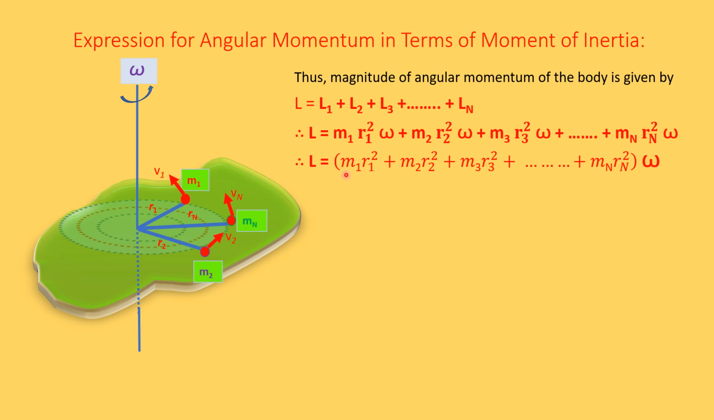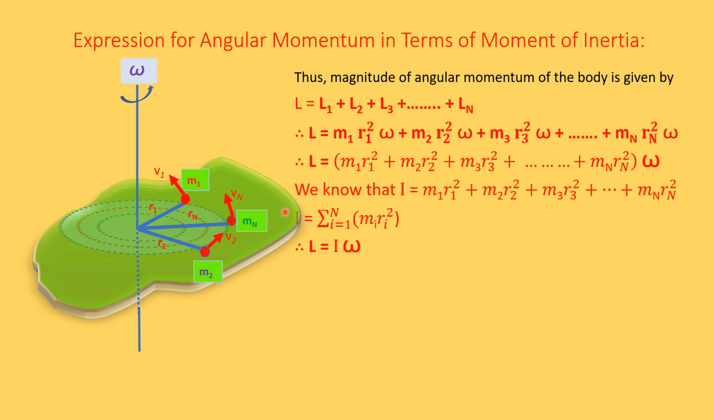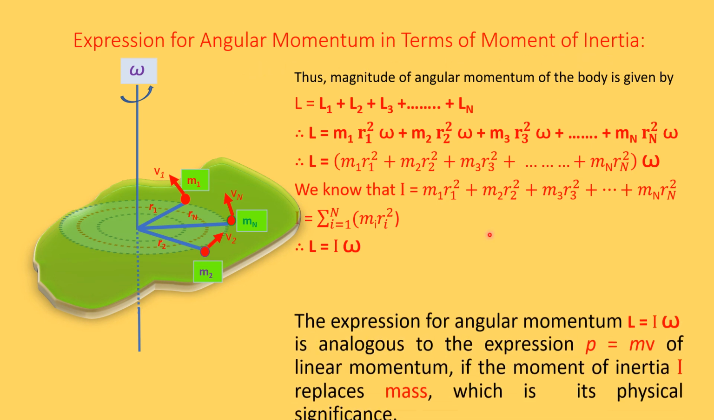Now we know that the summation of the product of mass and the square of the perpendicular distance is nothing but the moment of inertia of this rigid body, and hence we can write I is equal to the summation of mi ri square, where i goes from 1 to n. In this equation, we get the angular momentum of the rigid body equal to I omega. So this is the expression of the angular momentum in terms of moment of inertia.